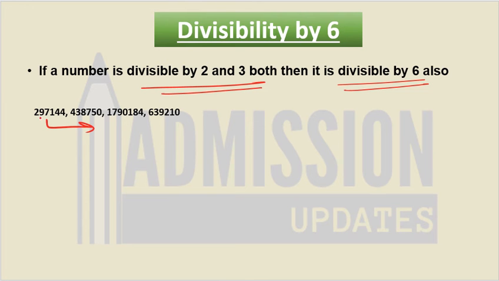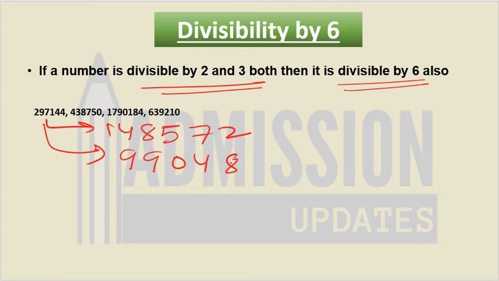So let us check. Is this number divisible by 2? 2 ones are 2, 2 fours are 8, 2 eights are 16, 2 fives are 10, 2 sevens are 14, 2 twos are 4. Yes, this number is divisible by 2. Now let us check it for 3. Is it divisible by 3 or not? 3 nines are 27, 3 nines are 27, 0, 3 fours are 12, 3 eights are 24. So we can say yes, this number is divisible by 2 and 3 both.